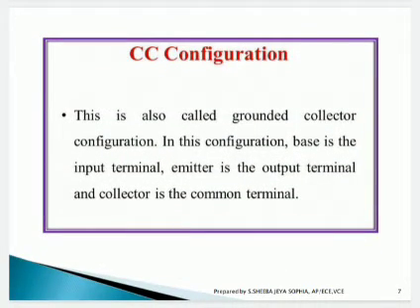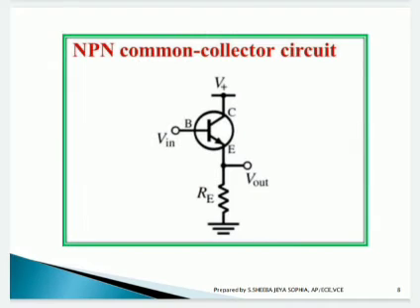Moving to the third configuration, CC configuration, this is also called grounded collector configuration. Here, base is the input terminal and emitter is the output terminal. Collector acts as the common terminal between the two. This is the corresponding NPN common collector circuit diagram, in which you can see the emitter acts as the output terminal, collector acts as the common terminal, and base acts as the input terminal.